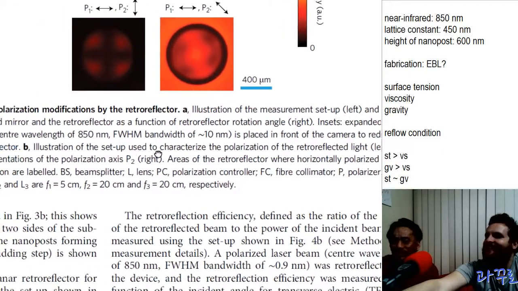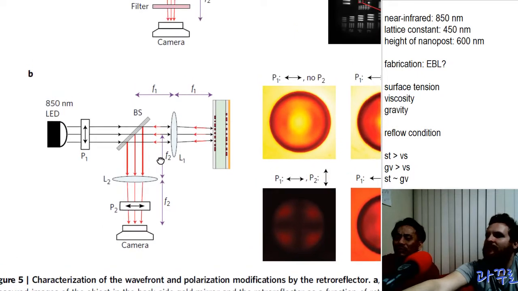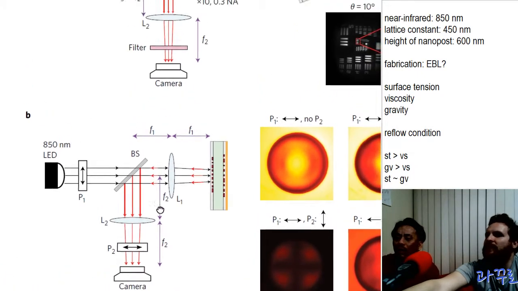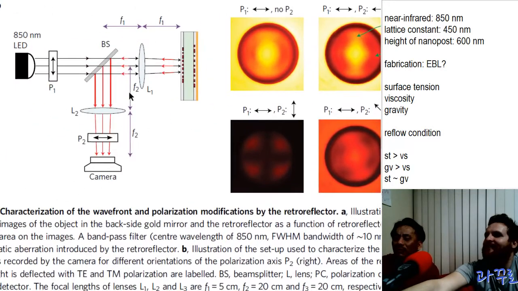Yeah, I mean, there's no need for a fiber collimator to be here. There's no PD either. PD? Yeah, photodetector.